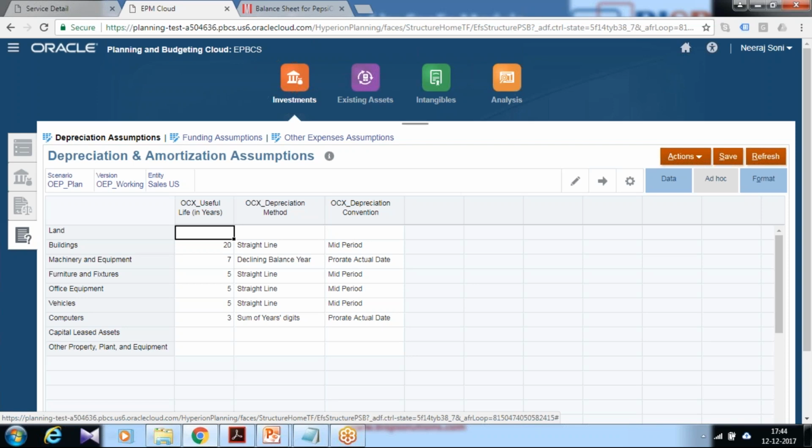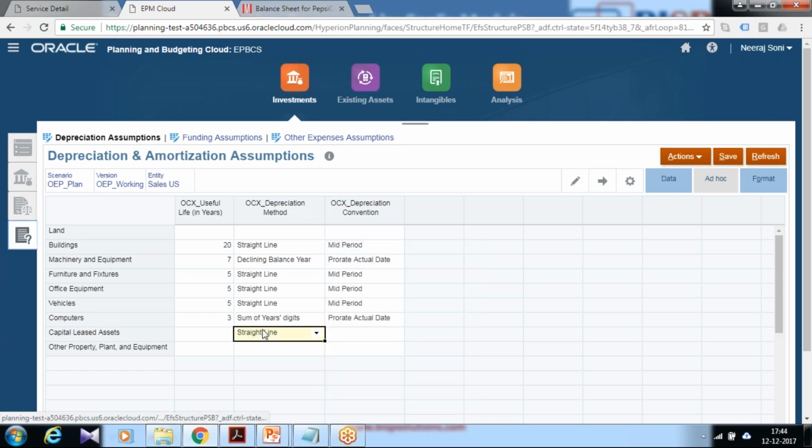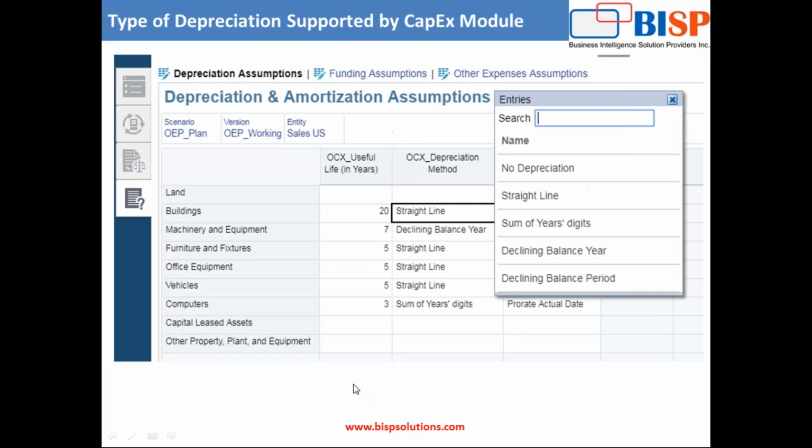Maybe your office building life is 39 years. So you have different asset classes and defined depreciation methods. This is defined under assumption, and all calculation takes place in this fashion. Your complete calculation takes place according to the depreciation method you select. This is all defined under assumption. So I'll give you a simple example of how depreciation takes place.